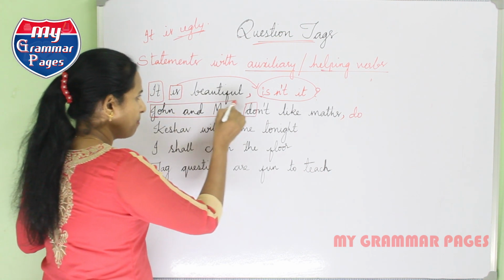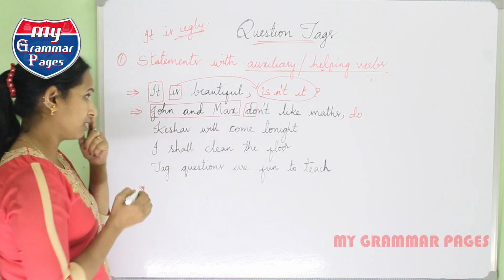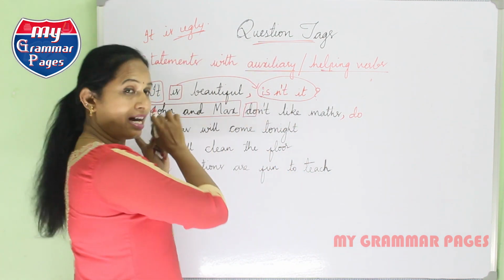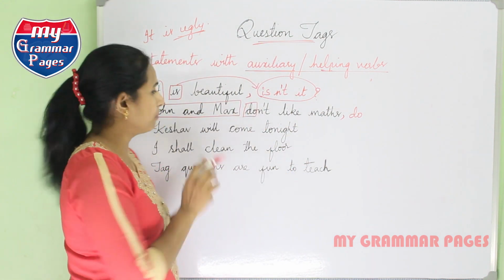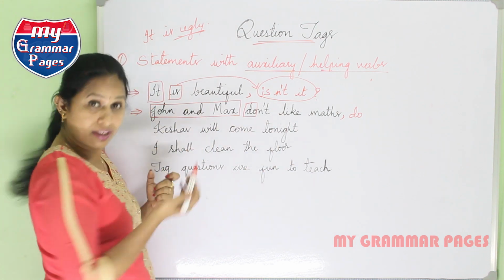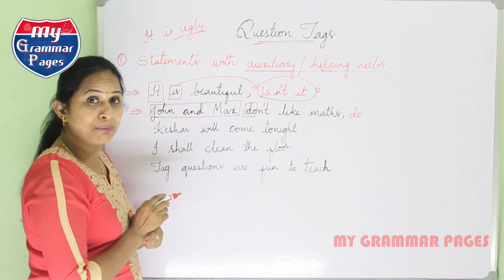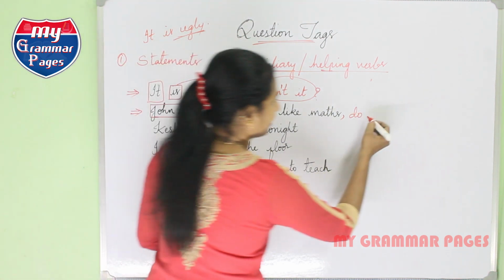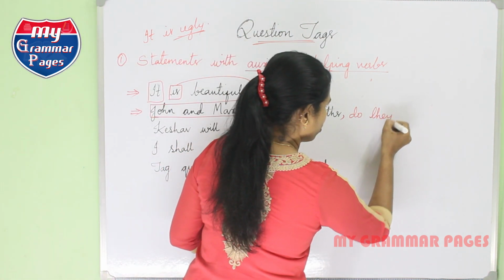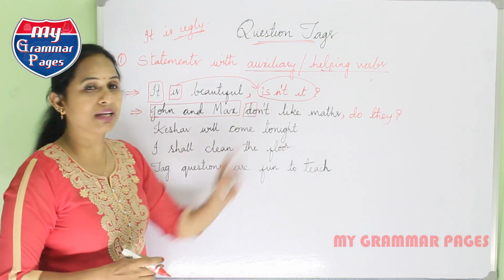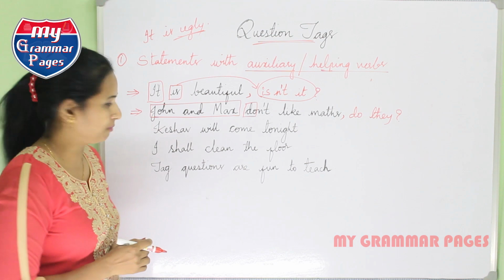John and Max cannot be written as it is here. As I have written it as a personal pronoun, I have written the same word. But here I cannot write "do John and Max." No. These two go under third person plural, that is they. Do they? That's all. Keep a question mark. So that becomes the question tag for the given statement.